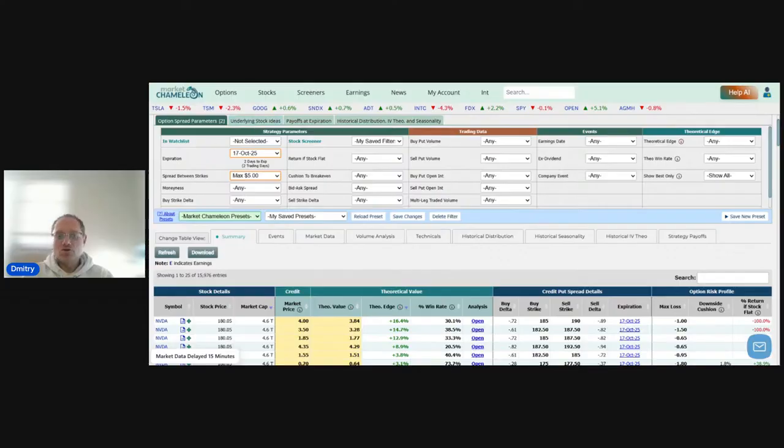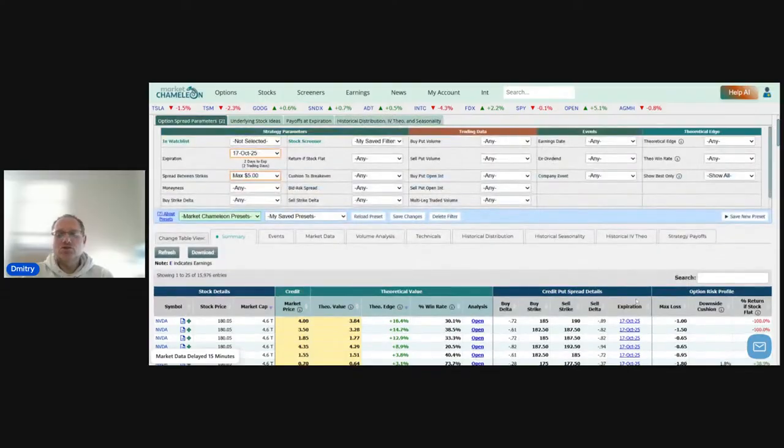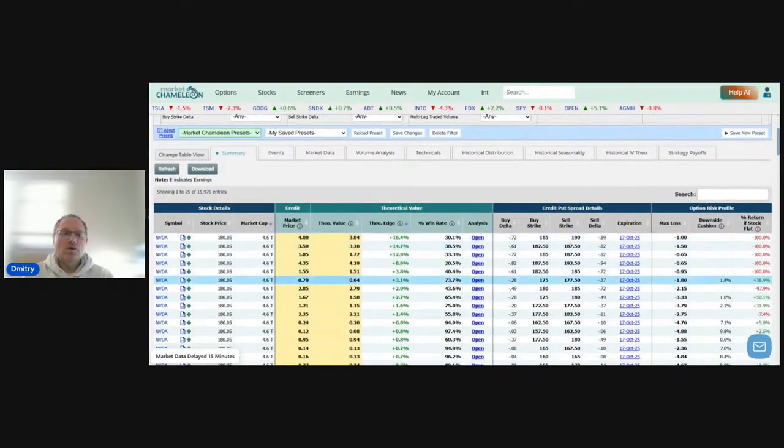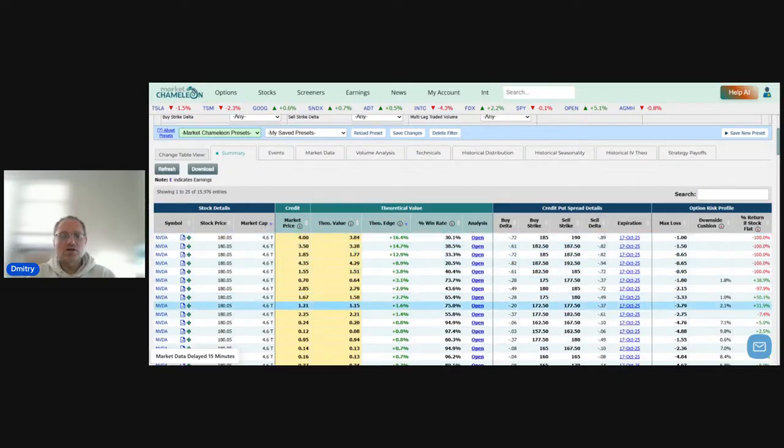Up top, we have all our filters. You can see here, we can tab through different filters. Down below, we have the data and analytics for different combinations of put spreads. Here you can see these are all organized by highest market cap stocks, so you see a lot of NVIDIA right now.